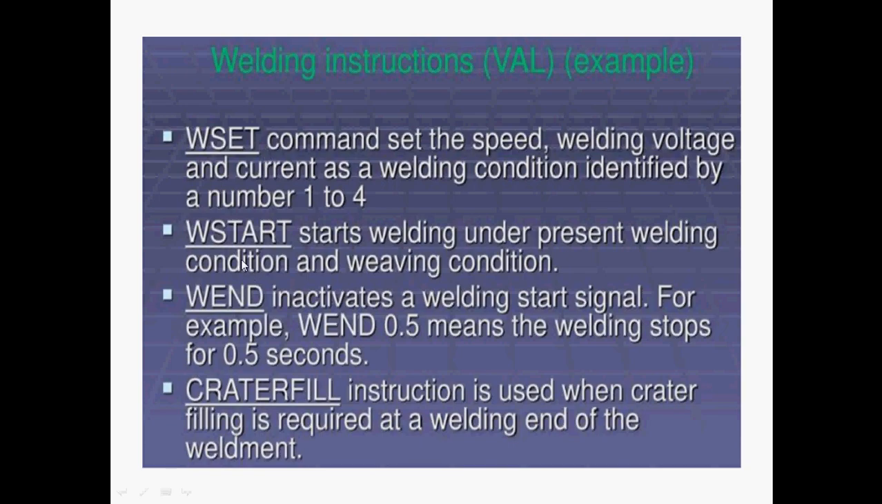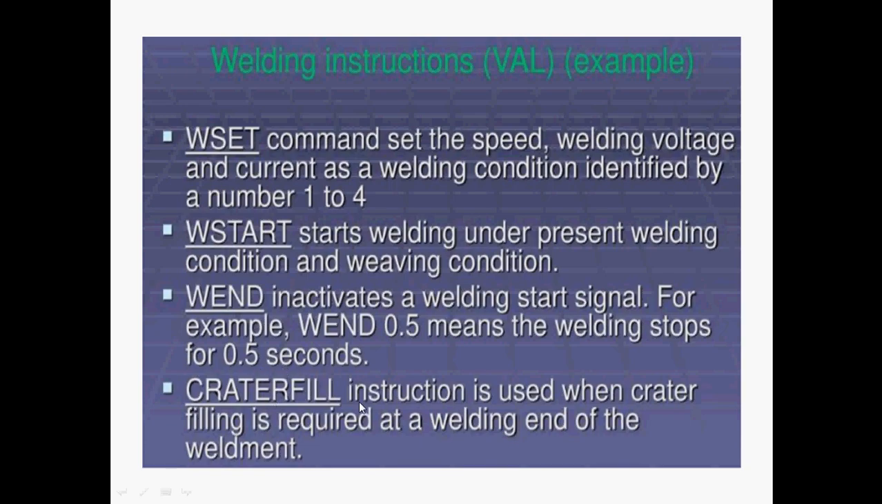Then W start, the start welding condition and weaving condition. So we can get the data for the W start. The next is W end, W end 0.5. That means after the signal we can get the start. So 0.5 means we get a pause, or you can say a welding stop operation, and then perform the action. That is about W end.